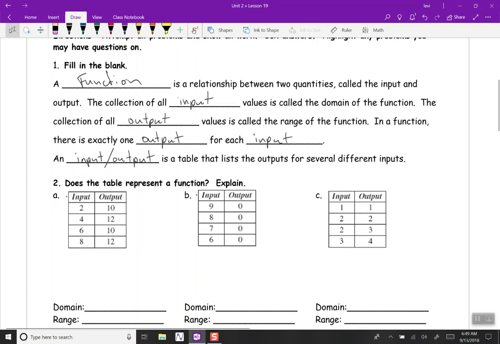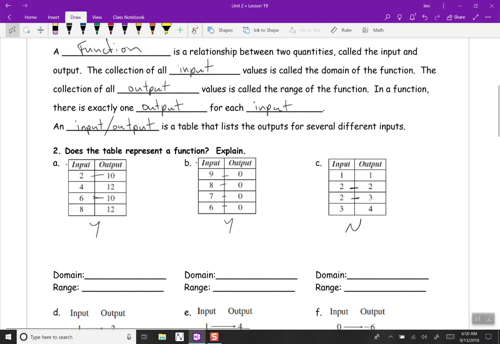Does the input represent a function? So 2 to 10, 4 to 12, 6 to 10, 8 to 12. It's okay that for the same input they share an output. So yes, that's a function. And this is no, because for the input of 2, we have two different outputs. We can't input a 2 and sometimes get out a 2 and then other times get out a 3. That doesn't make sense. So that's why that's a no.